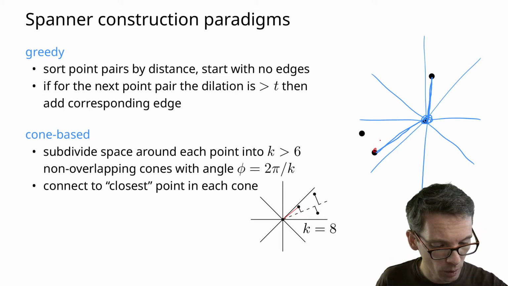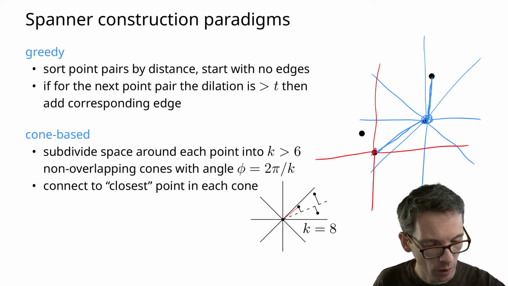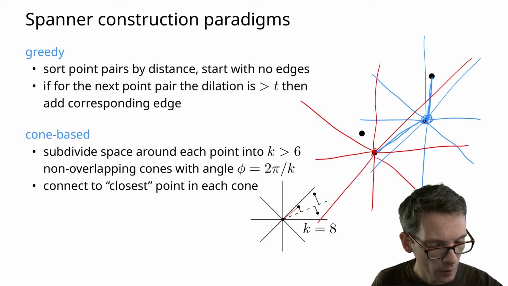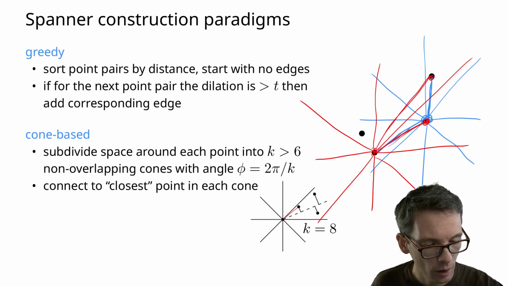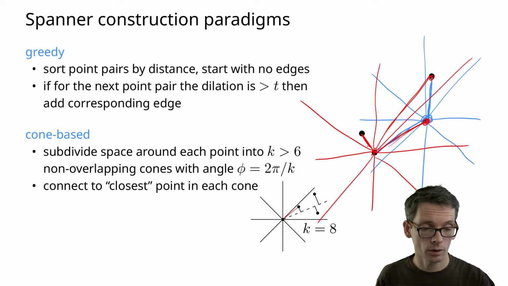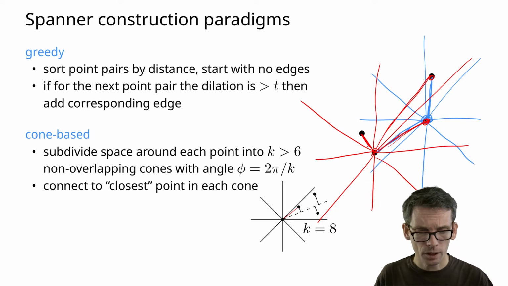So let's say this point here. I take a cone like this. In every set of cones like this, in every cone I connect to the closest, and so on. So those are cone-based spanners.